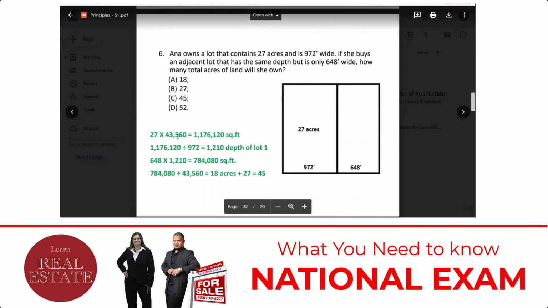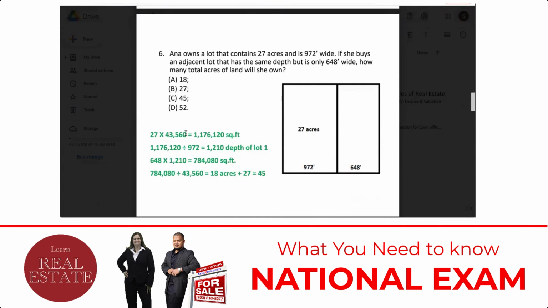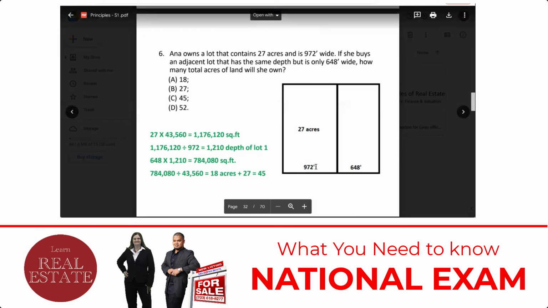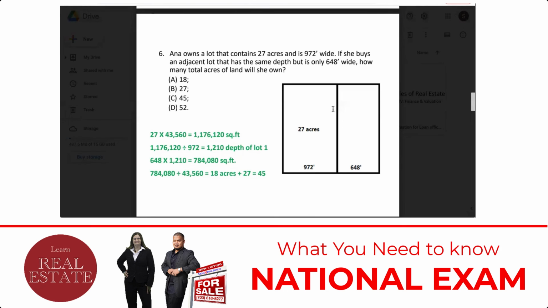Well, we're going to take the 27 times, remember, 43,560. What's this 43,560? Where did I get this? What is this? Square feet. It's the square feet per acre. All right, so now I know it's 27 times 43,560. You get 1,176,120 square feet. Now I know that we've got 972, but I need to know this number right here.